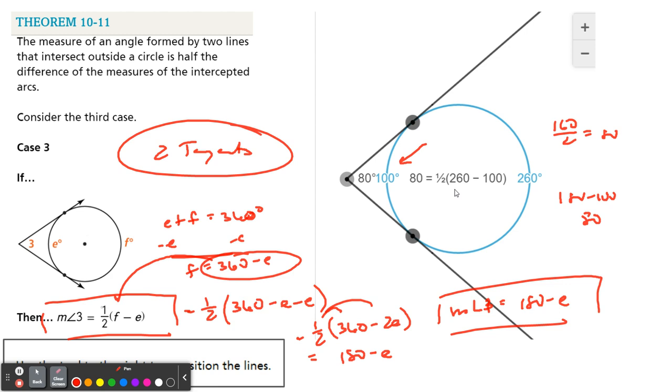Okay, so there's all the formal introductions to these angle theorems. So now I'm going to stop this video, make a second video where we do some problems.